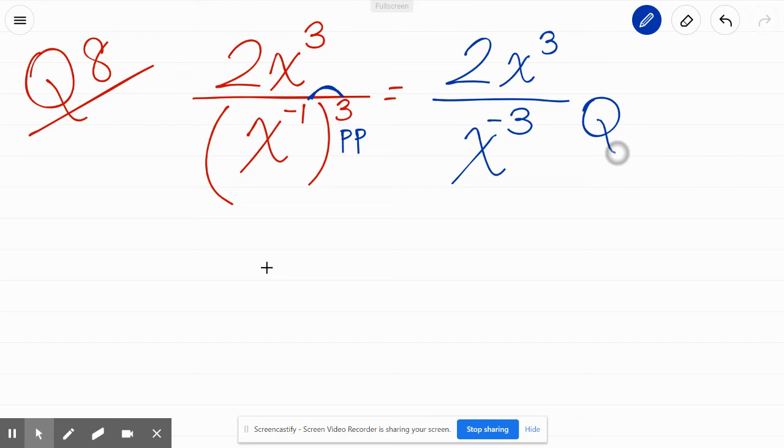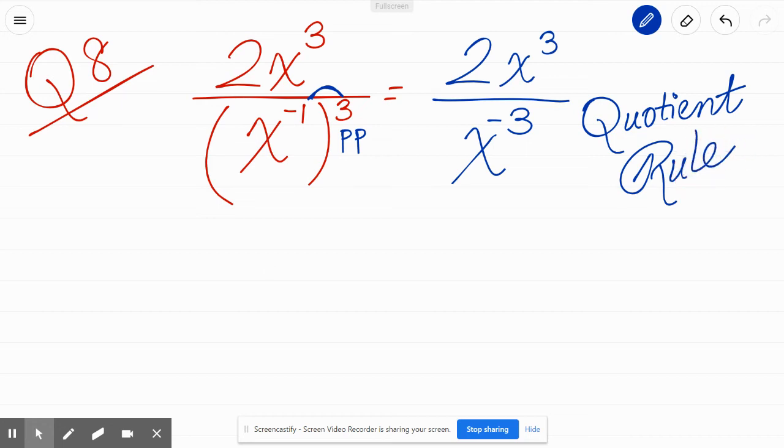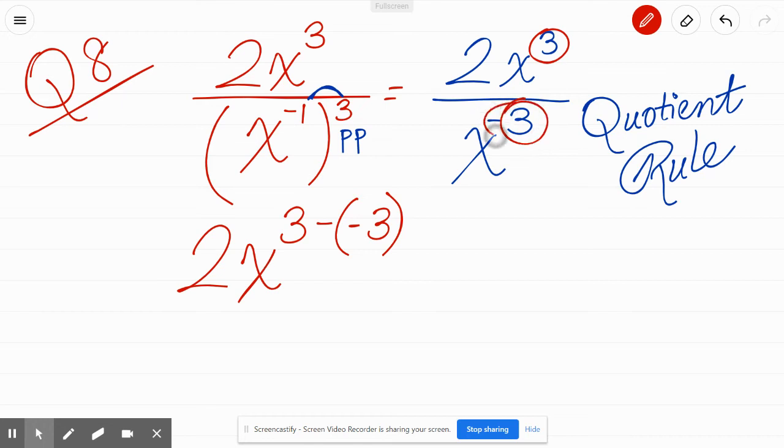Now I can apply the quotient rule to further simplify it, which is going to be, in the quotient rule, we subtract the powers. So it's going to be 3 plus 3, that is 6, and we are done.